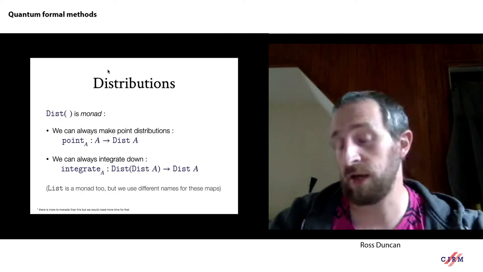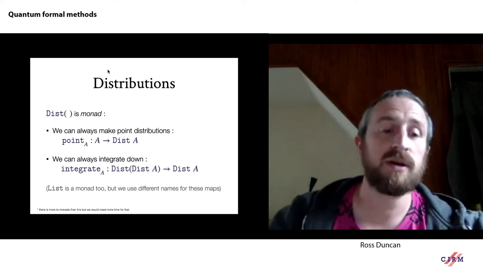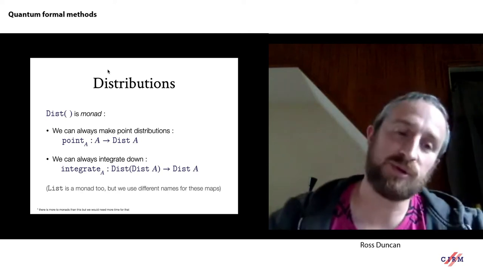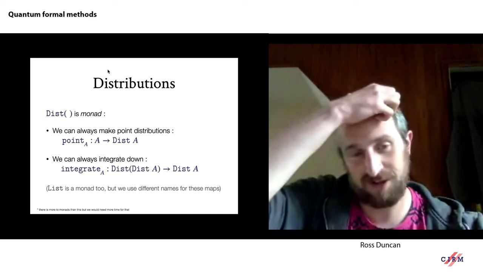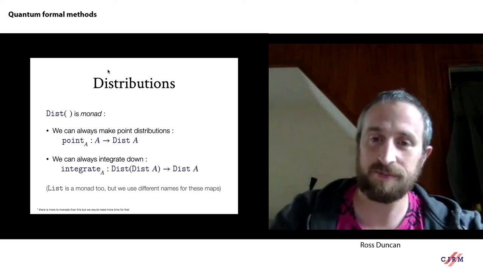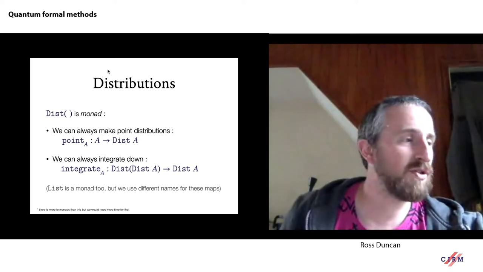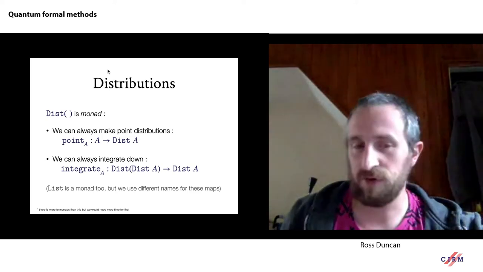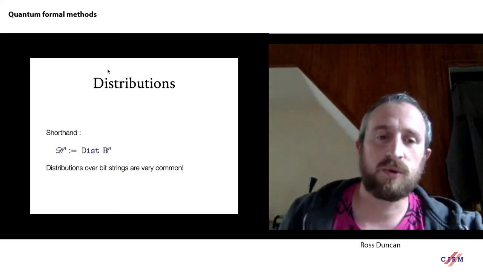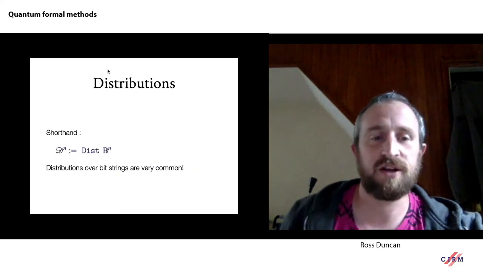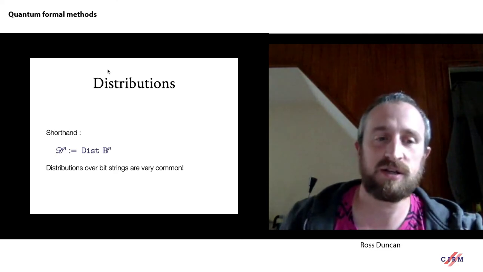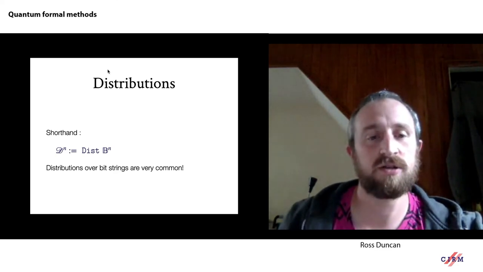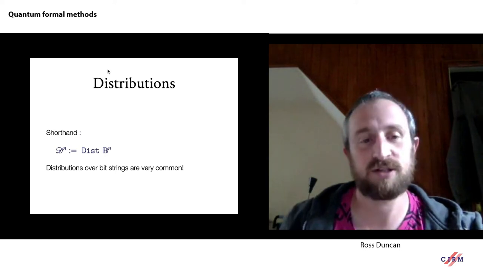Right. Again, like before, lists are also a monad, but we don't call the maps point and integrate. I'll let you guess what the list ones are if you don't know. So for the purpose of designing experiments for NISQ machines, we're going to be talking about distributions over bit strings of length n pretty much all the time. So I'm going to introduce this curly D, superscript n, to denote distributions of bit strings of length n.